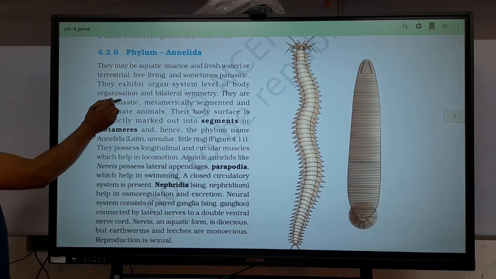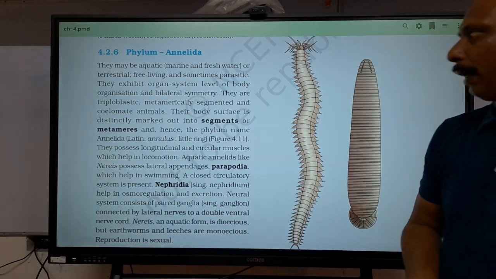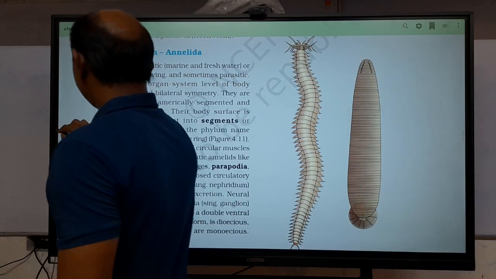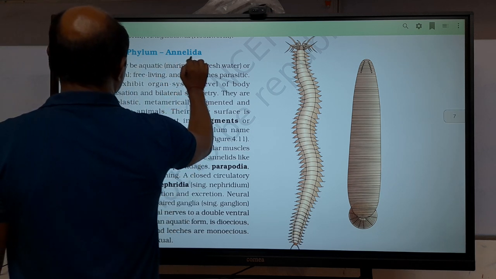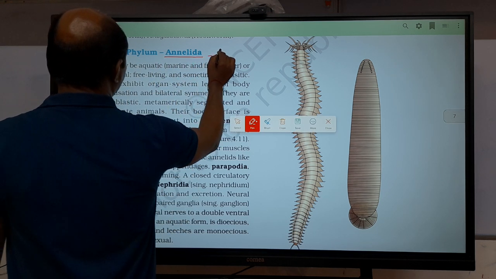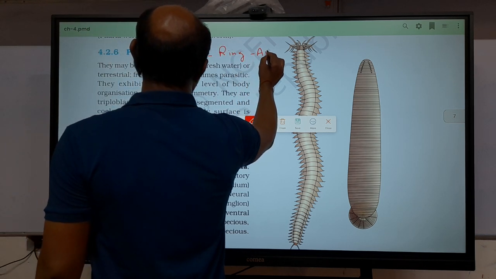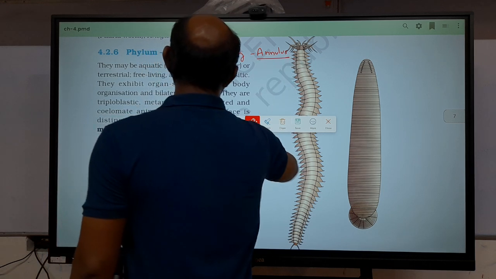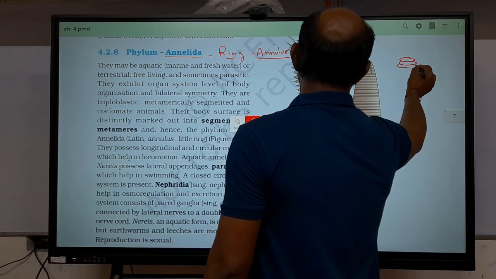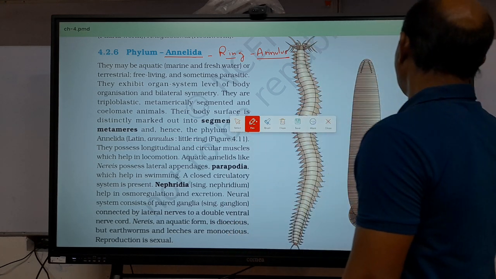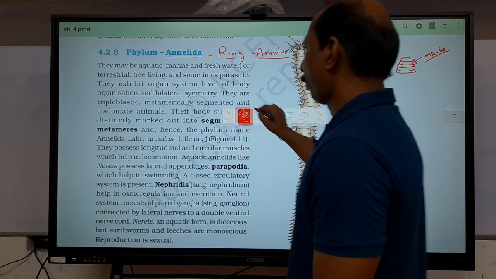Then after that we have Annelida. Annelida comes from annulus, and annulus means what? Ring-like structure. Annulus means ring. So their body has rings. Look here, these are rings. So this one part is called annulus, right? So they are called metamerically segmented body.